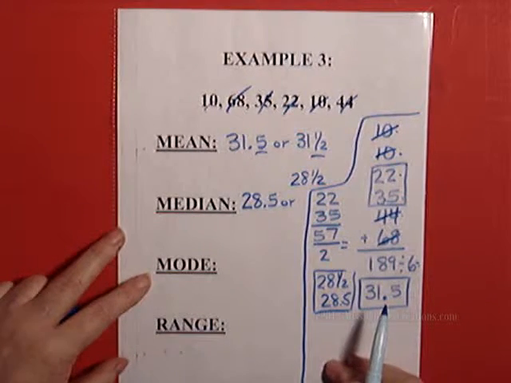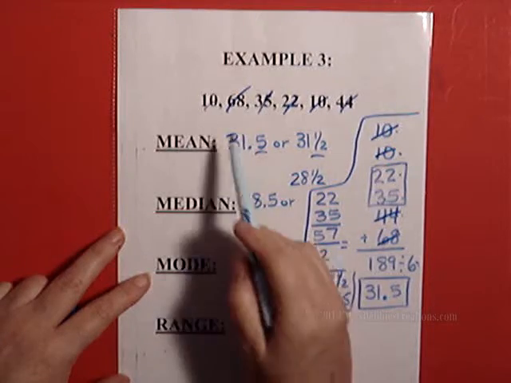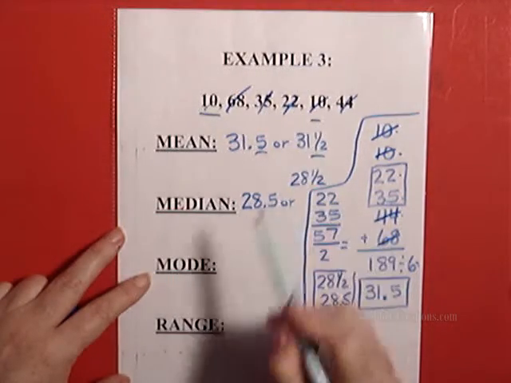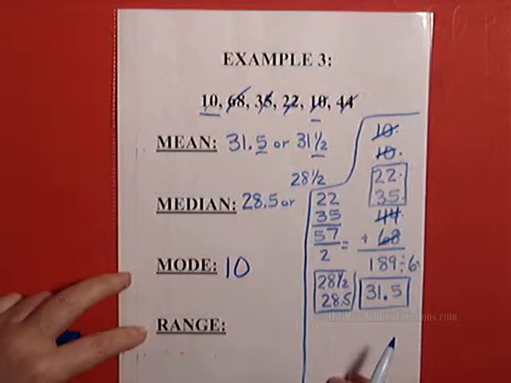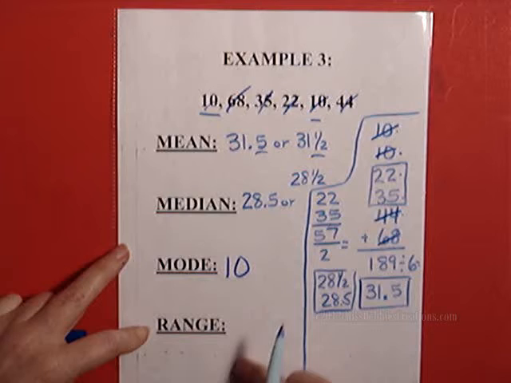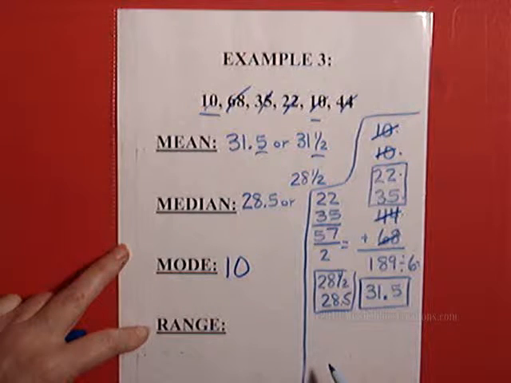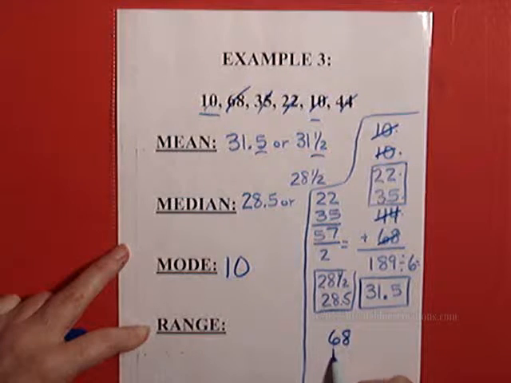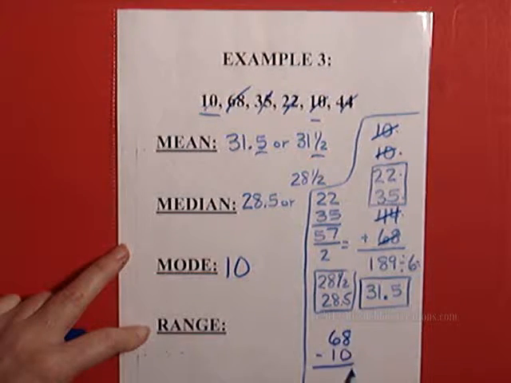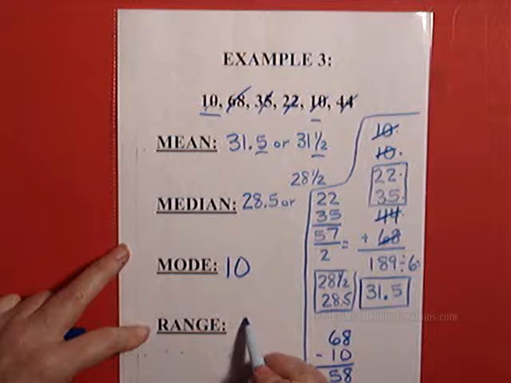Okay, mode, remember, is the one that occurs most often or frequently in this sequence, and we have a 10 and a 10. And so 10 is our mode. And the range, remember, top to bottom on a mountain range, we want to know where we start and where we end up at the top. So our top number is 68. Our bottom number is 10. We subtract that, we get an 8 and a 5. So our range for this problem is 58.